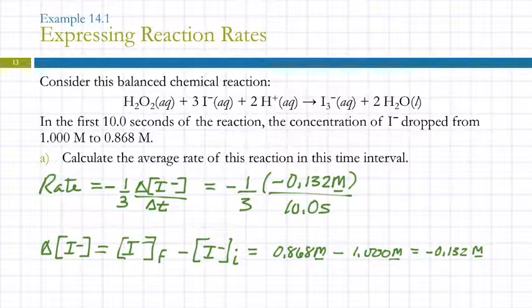Okay, so then we do just a tiny bit of math here, and I'm getting 0.0044. And that should have a 0 after it because there should be 3 sig figs, and the units would be molarity per second. Any questions? Okay with that?